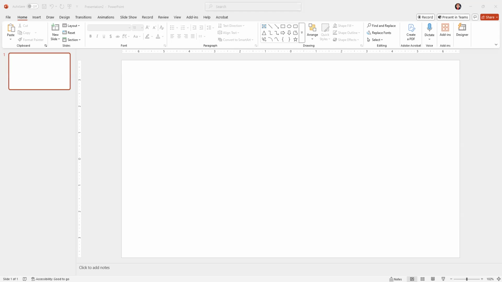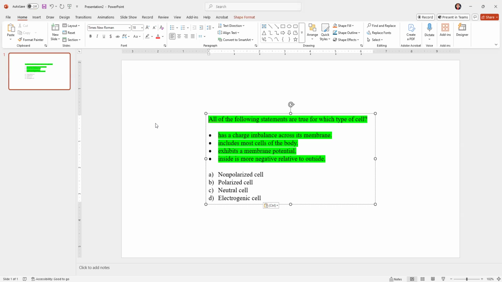Okay, let's see. All of the following statements are true for which type of cell? Has a charge imbalance across the cell membrane, includes most cells of the body, exhibits a membrane potential, inside is more negative relative to the outside. Polarized cell. It's got to be B. Fantastic, Kate. Good job.